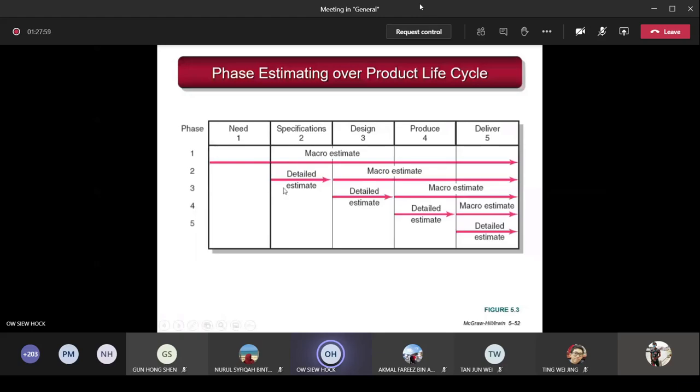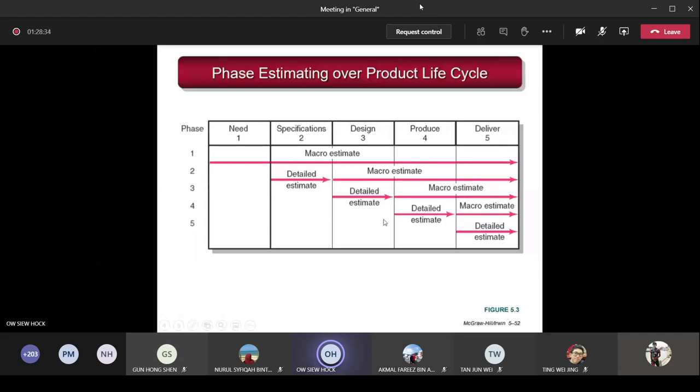Next, when I move on to the actual phase, the specification, during this phase I do a detailed estimate using micro approaches. For the remaining ones, I still cannot see a clear picture of how much I need, so I apply a macro estimate to the remaining phases. So you have a combination here: a detailed estimate plus the rough estimate. This is the top down, this is the bottom up, which is the detail. Top down is the rough estimate. Micro plus macro. Next, you go down to the next phase, the design phase.